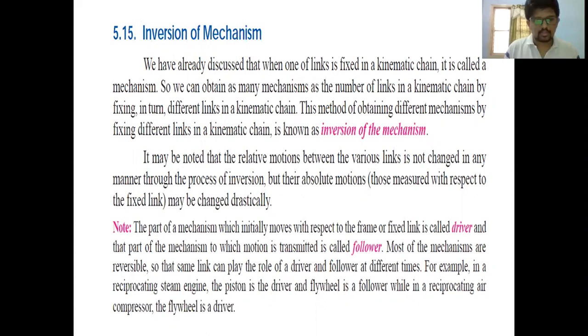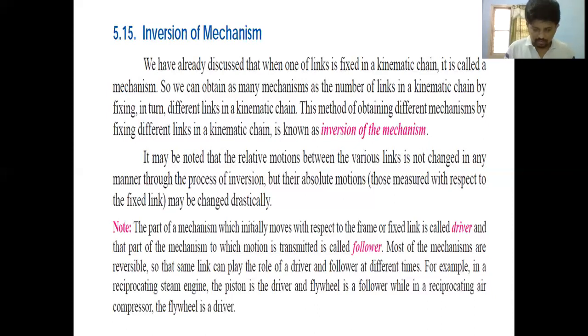Mechanism is something which obviously will have links, pairs, chains, which you already did. But exactly what is this mechanism? At least one link of the total machine should be fixed. So by fixing at least one link of a machine, we define it as a mechanism. Then what is this inversion of mechanism? It is changing this fixed link to different links.